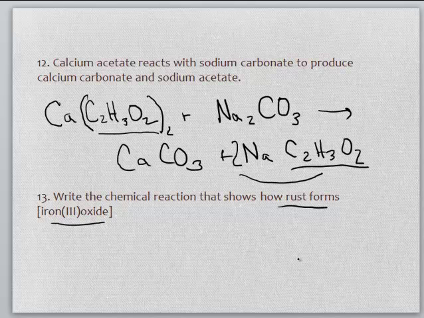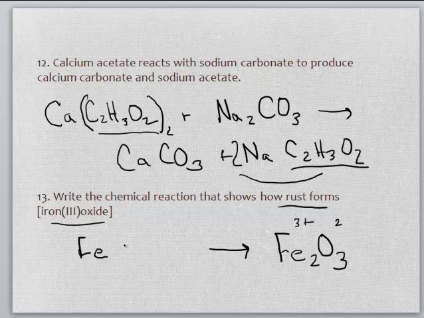The next one says write the chemical reaction that shows how rust forms, rust being iron 3 oxide. So if that is going to be our product, remember iron 3 means iron with a 3+ charge, oxygen is 2-. What we're doing is writing the reaction to show how this compound is formed, and it's made out of iron and oxygen, oxygen being diatomic.